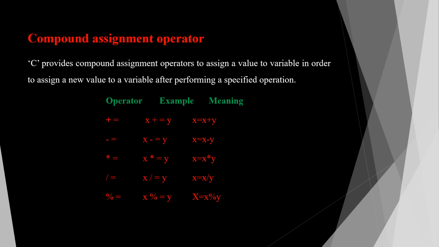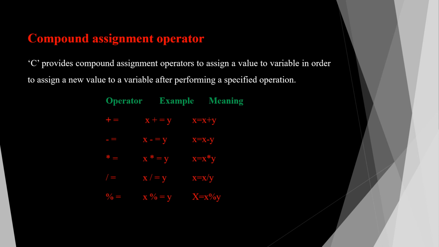Next, move on to the next slide: the compound assignment operator. C provides compound assignment operators, which assign a new value to a variable after performing a specified operation. This is also called the shorthand assignment operator. Here the table represents the compound assignment operators. We can also call them shorthand assignment operators.